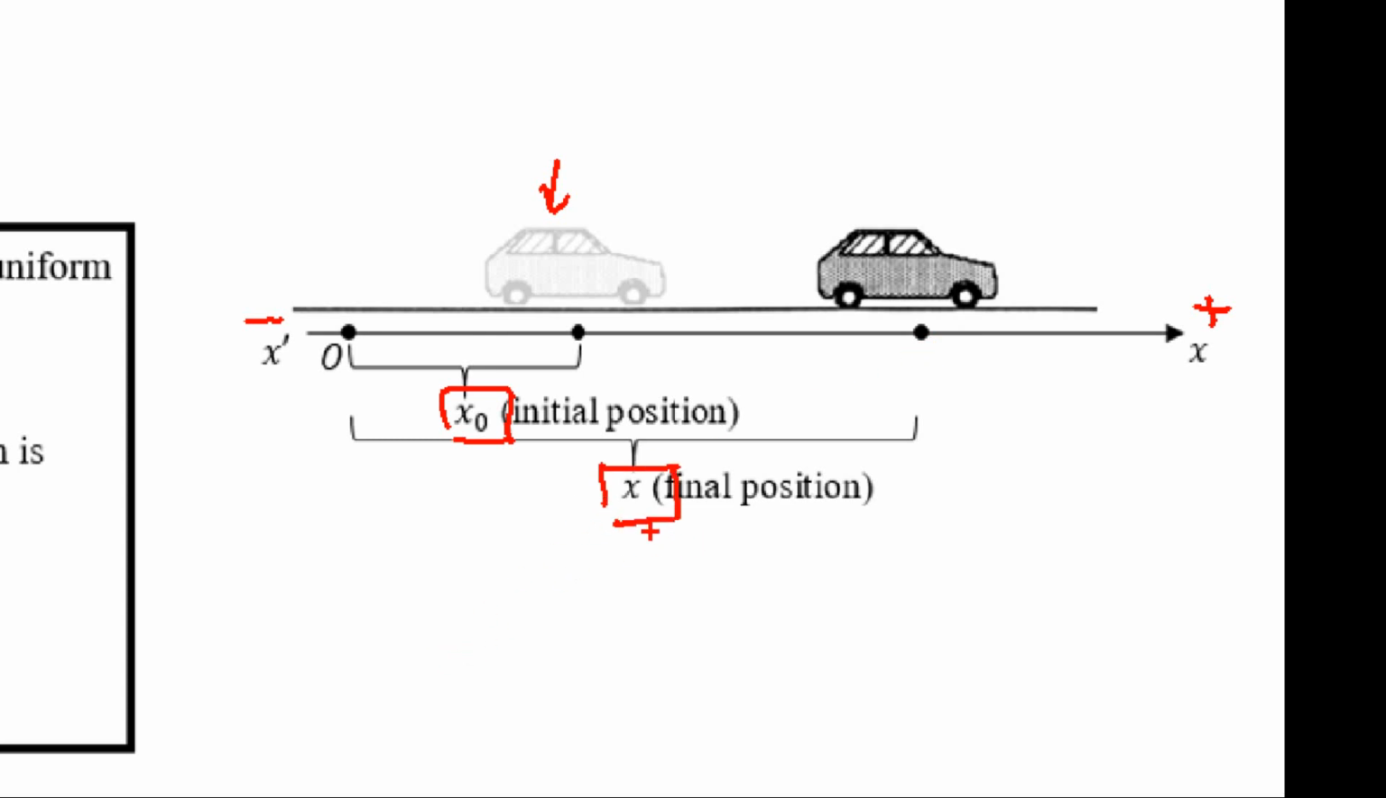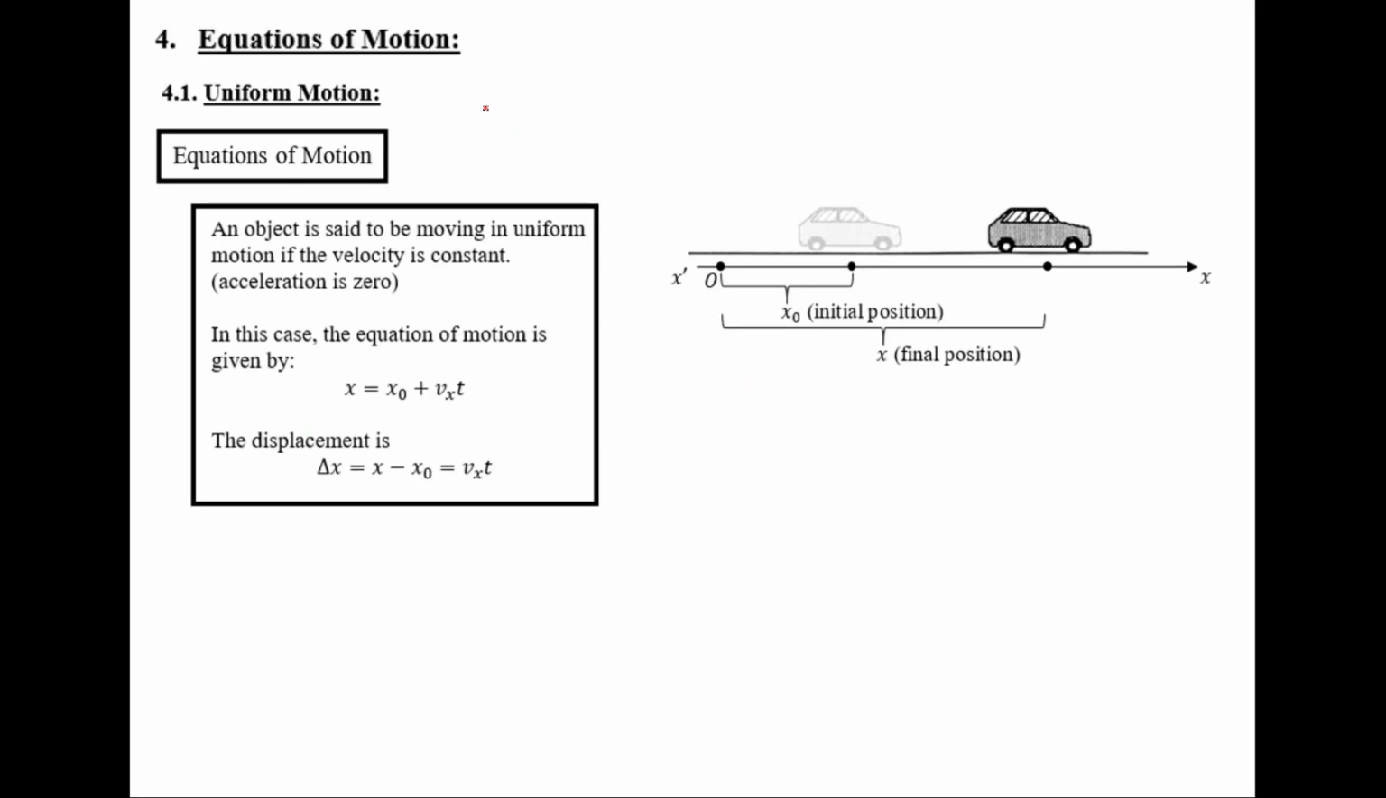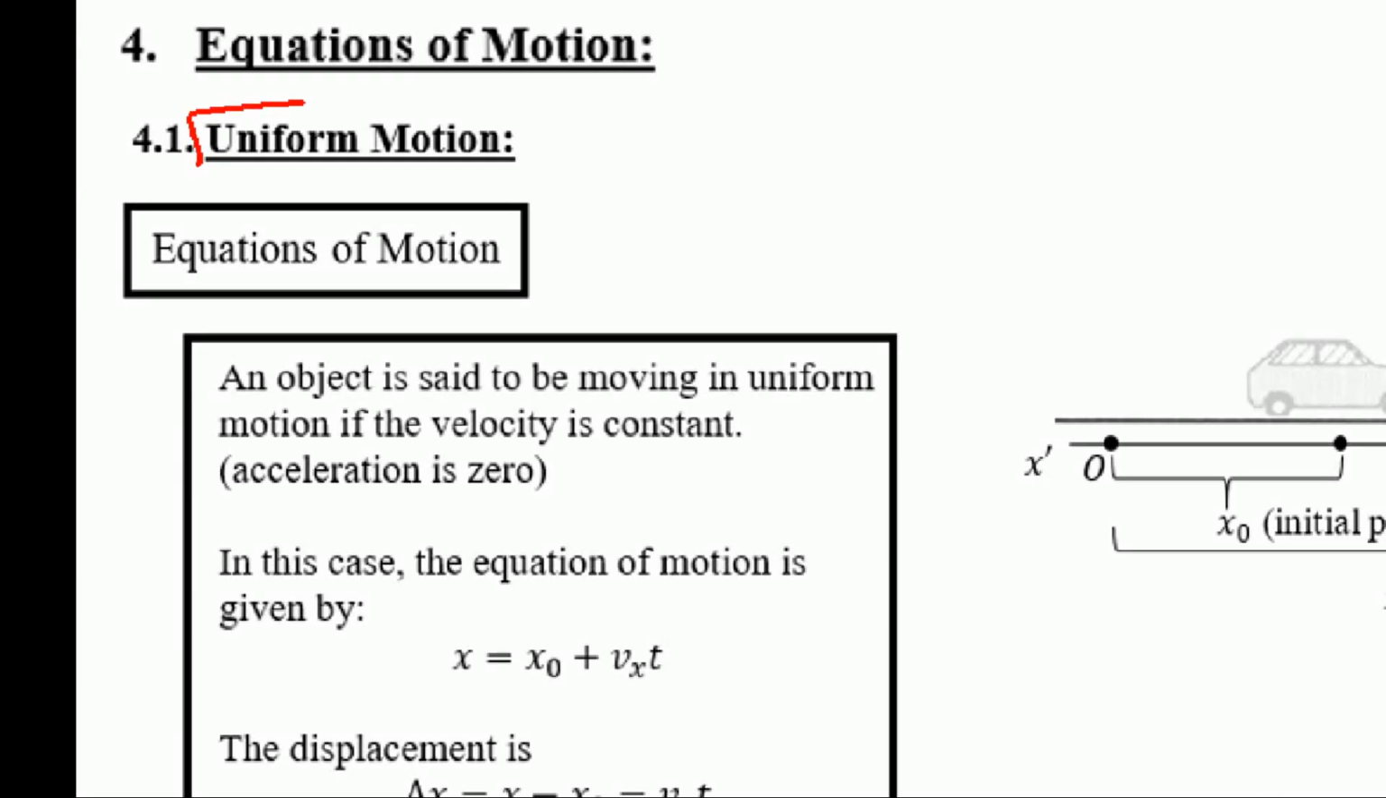Now we need to correlate x and x0 using the variables of motion that we introduced previously, given by the speed, for example, velocity, acceleration. And this can be done if and only if we know the type of motion. So the first type of motion that we can talk about is uniform motion. And by uniform motion, what does it mean? An object is said to be moving in uniform motion if the velocity is constant, which means the acceleration is zero. So in this case, the object is moving at a steady state or at a constant rate.